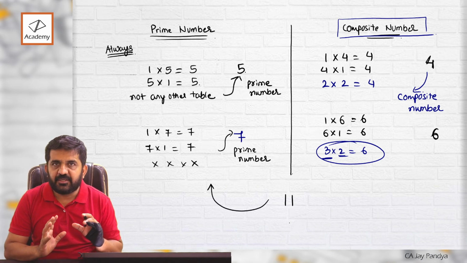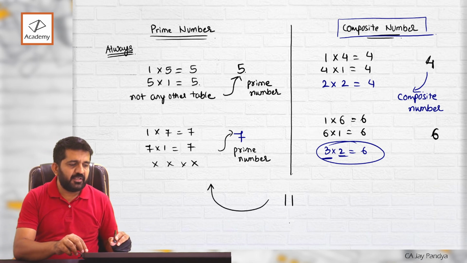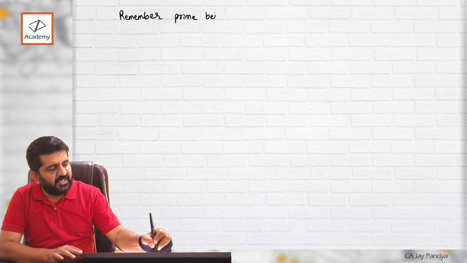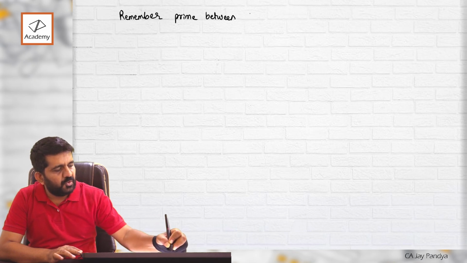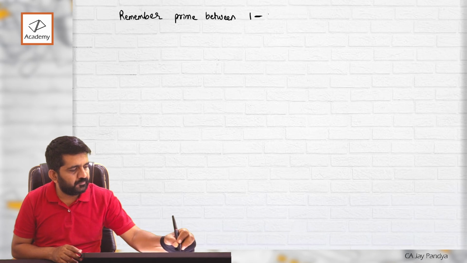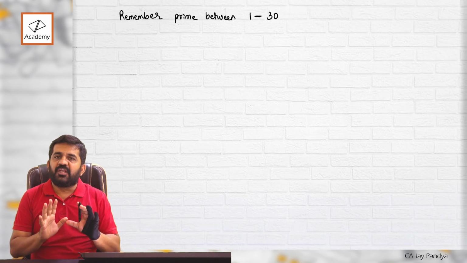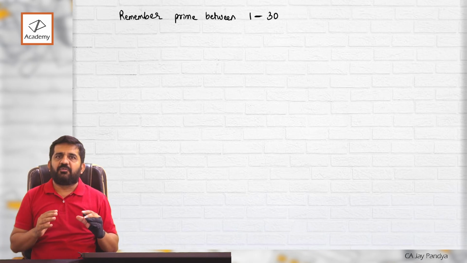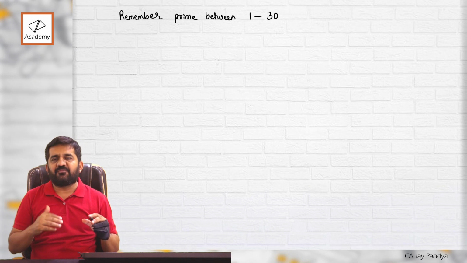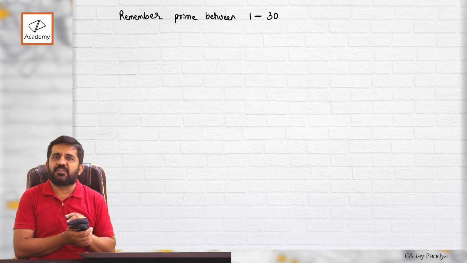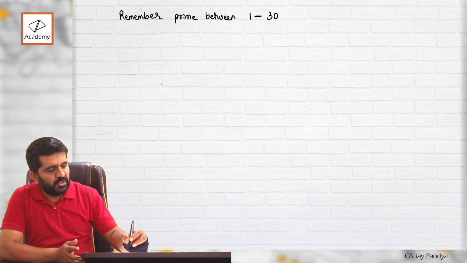So what will we be doing? We know the logic of prime numbers, but we will also try to remember primes between 1 to 30. Today we will be going only for 1 to 30. Tomorrow we will go 30 to 60, and the day after tomorrow we will go from 60 to 100, so that we get the idea of which are the prime numbers between 1 to 100.